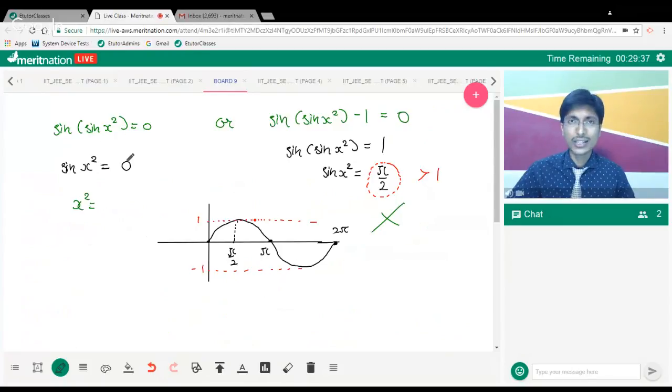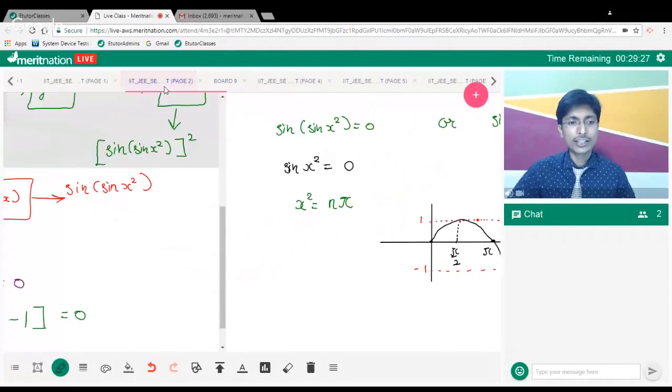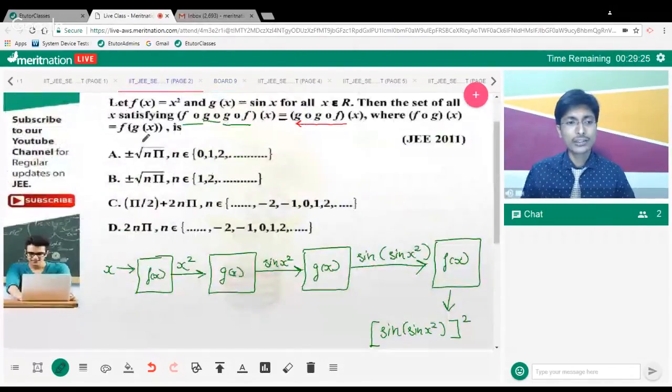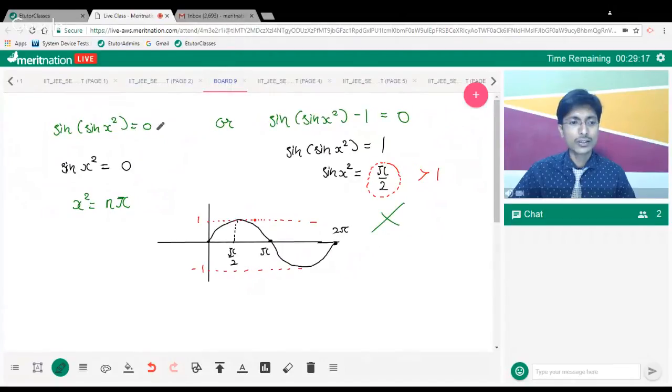So basically we have x squared equals to n pi, and x will be equals to, as per the options, x is equals to plus minus under root n pi. Now some of you might be considering why it is plus minus. So x is basically equals to plus minus under root of n pi. Why plus minus?